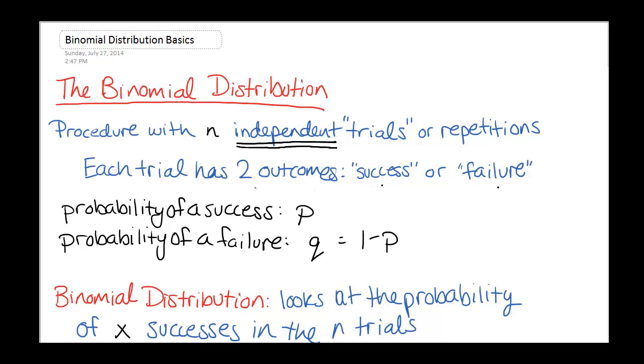For our success and failure, the probability of a success on any one of these trials is denoted by the lowercase p, and the probability of failure is denoted by a lowercase q, although since success and failure are the only possibilities, q is always just going to be 1 minus p. And finally, what the binomial distribution actually looks at is the probability of x number of successes in the n trials. So x is our random variable, counting up how many successes show up in these n repeated trials.